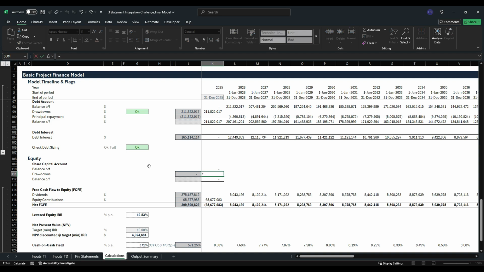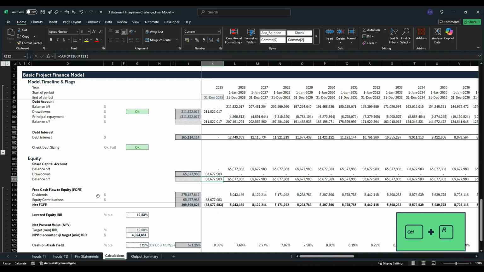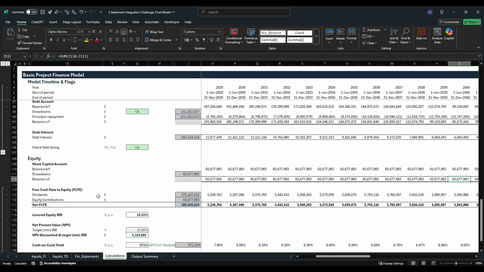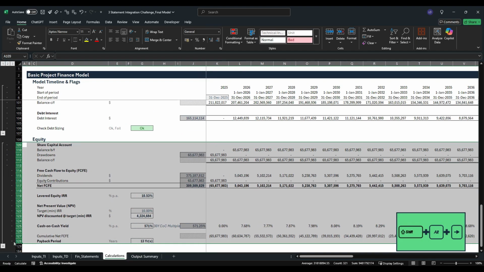And our drawdown for our share capital account is essentially just our equity contribution down here. And in this case, we only have a one-time contribution, so we just link it to our contribution row, hit enter, drag it all the way over to the right. And you can see our share capital is raised once in the very first period and then just sits there in perpetuity. And that's what we expect. So let's group all of this together.